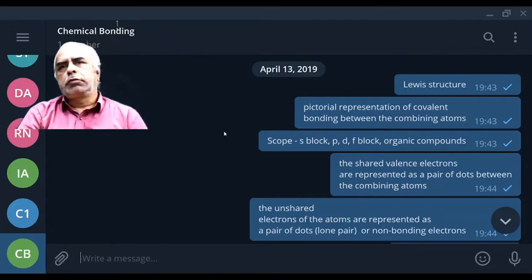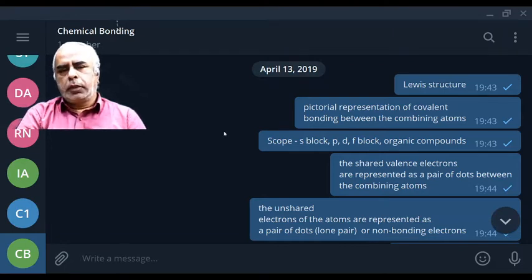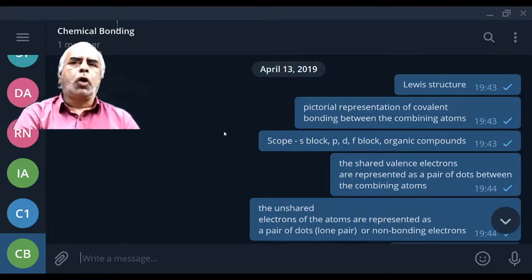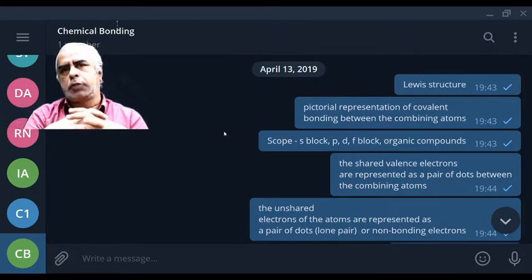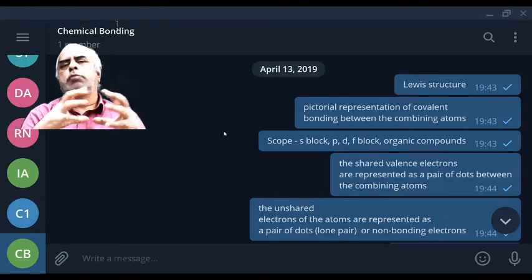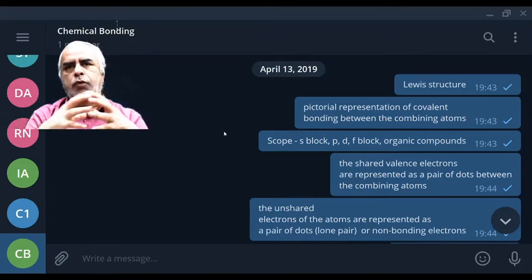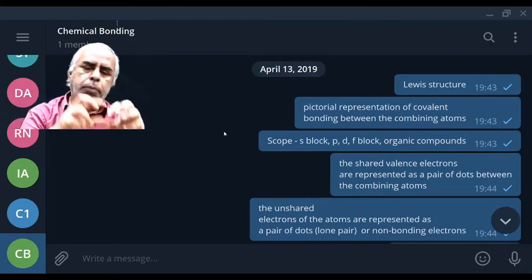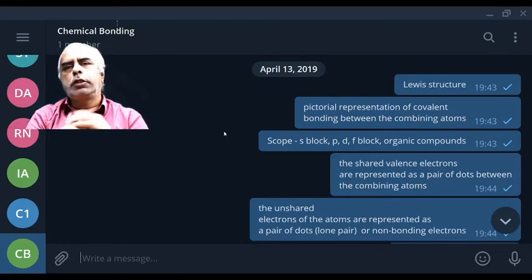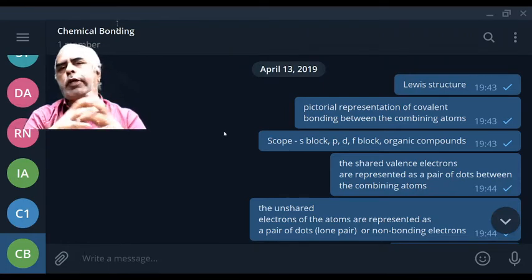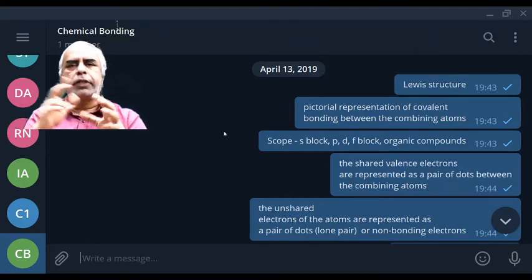In today's session, we'll be discussing the Lewis structure. It is a pictorial representation of covalent bonding between the combining atoms. What is a covalent bond? It is formed because of the mutual sharing of electrons. Both the participating elements are electronegative, probably equally electronegative. When there is a difference in electronegativity, then it may lead to an ionic bond.